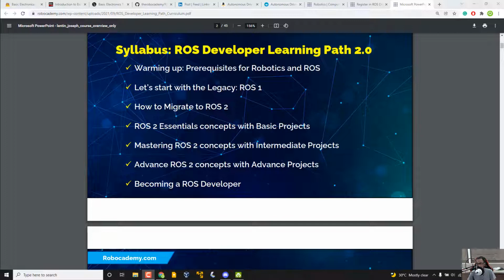Basically, we are starting with the prerequisites to start with robot programming. Okay, so that's actually a big list. If you're trying to learn ROS directly, there are some things that you have to learn before. Like if you want to build a robot and program it, there are a lot of things to learn before starting with ROS. So that's what I am trying to cover in the beginning. That is what you are seeing in the warming up prerequisites for robotics and ROS.